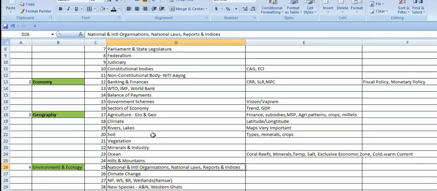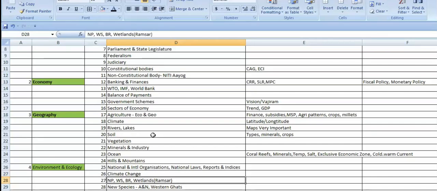Apart from that, there is environment and ecology, which is also combined with geography. Okay, it always overlaps. So any national and international organizations, laws, reports, indices that have been followed, when it comes to environment and ecology. And then climate change. You don't have to follow the Copenhagen one and all these things, but what are the climate change conferences happening? What is India doing? Is it a participant or is it just a witness? Anything related to that, the organizations that you have to cover.